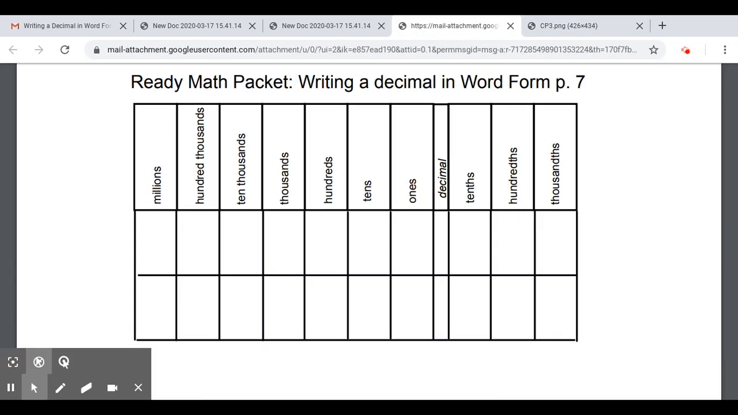All right, so that is it having to do with the coordinate planes. Now I'm going to move on to the iReady Math Packet, page 7, and that'll be a separate video where I show you how to start on page 7 and I give you the answers to page 6, which is what we did the day before.